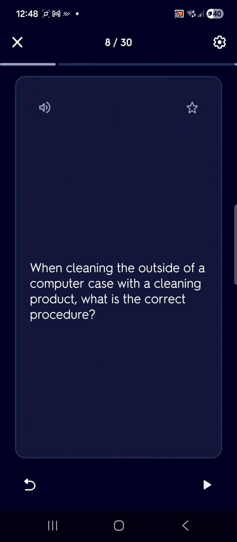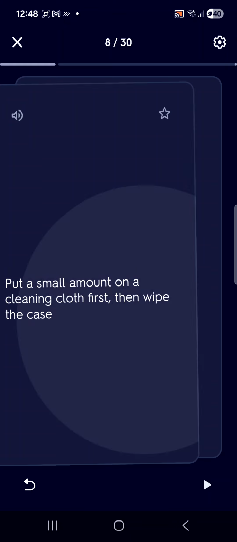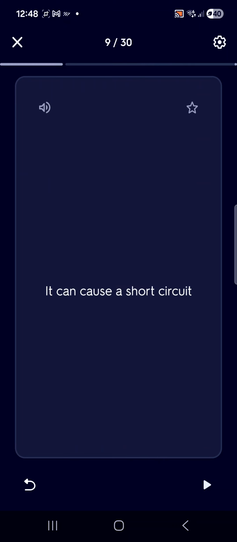When cleaning the outside of a computer case with a cleaning product, what is the correct procedure? You should put a small amount on the cleaning cloth first, then you can wipe the case. What is the risk of a loose screw inside of a computer case? It can cause a short circuit.